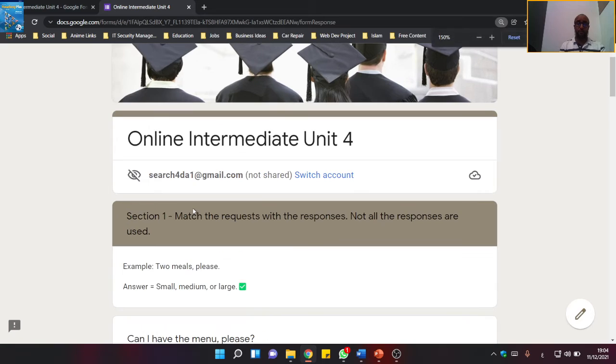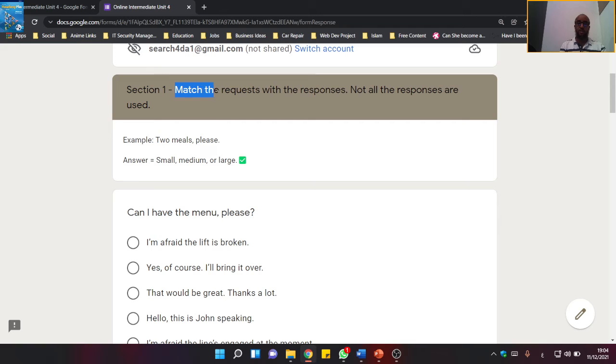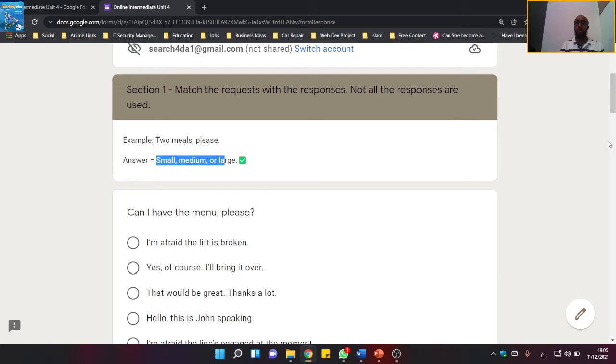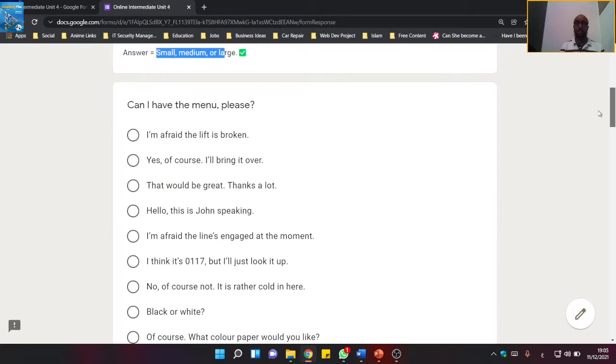So the first unit, let me just make it bigger. Section 1: match the requests with the responses. And by the way, a very important note: not all of the responses are used. As an example, if somebody says 2 meals please, the typical response should be maybe, what is it, small, medium, large, something like that. So here we have 6 questions. I'm going to help you with 3.